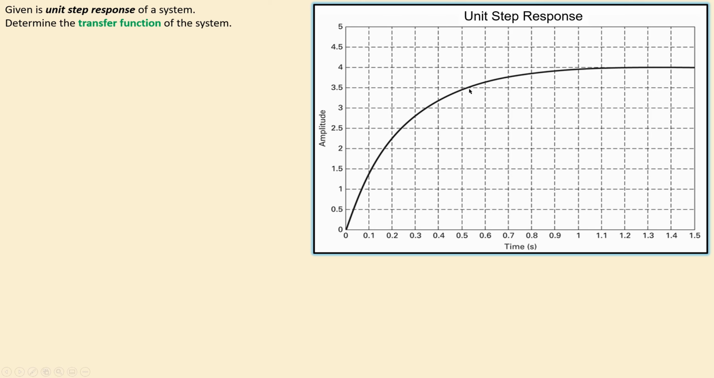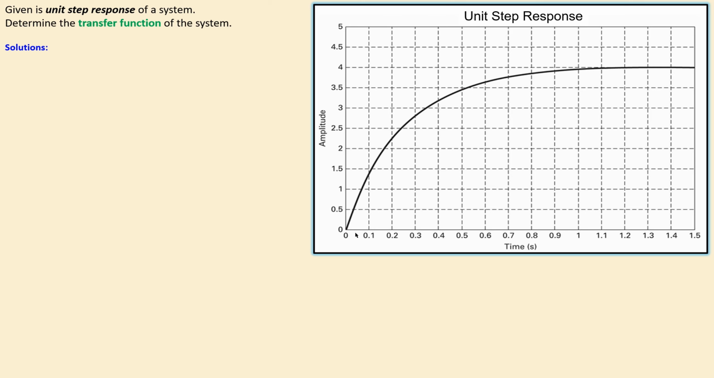So this curve is the response of your system at the output, and the input is a unit step. That means the input value, it is a step input, has an amplitude of 1 and it stays that value forever. So that's our input. So how do we now determine the transfer function of the system from this response? So let's look at our solutions.